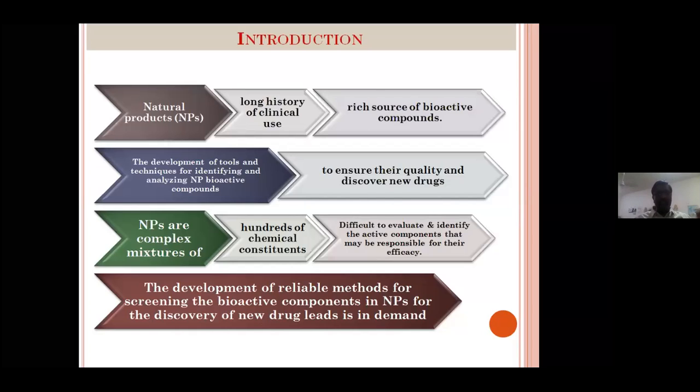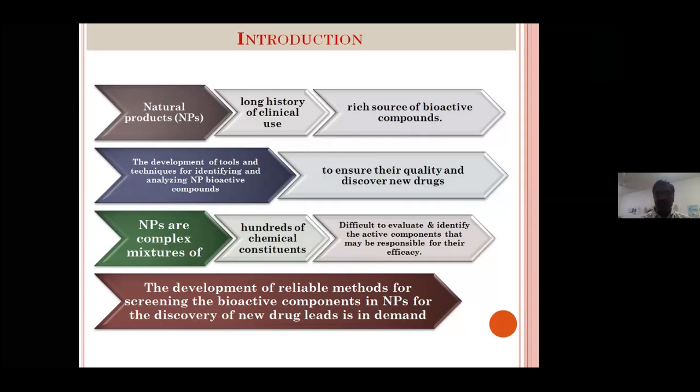As I told you, natural products have a long history of clinical use and are a rich source of bioactive components. Having rich bioactive components, the development of tools and techniques is at the same time very important in order to analyze the natural bioactive compounds. Why? Because we have to ensure quality, and the discovery of new drugs is very essential. These are complex mixtures with hundreds of chemical constituents.